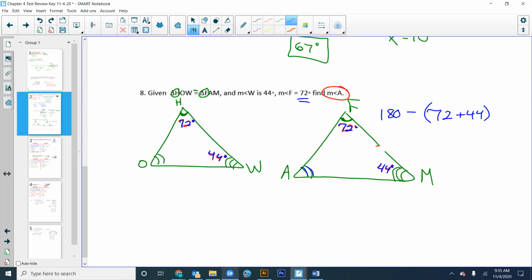Let's do this together. What's 72 and 44 added together? 116. So we take 180 minus 116, and what do you get? 64 degrees. So that was angle A.